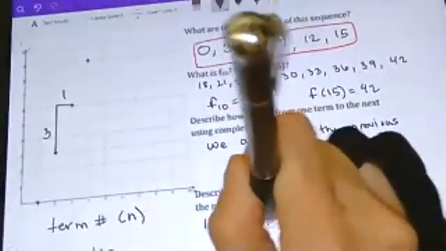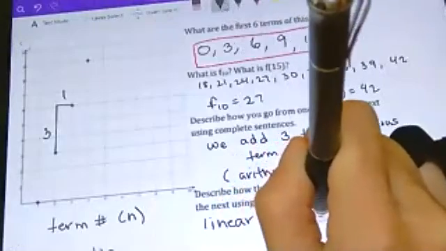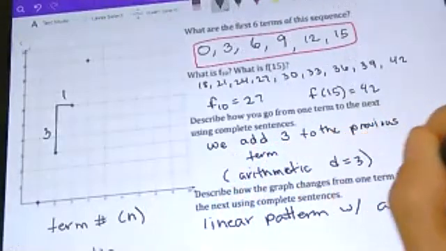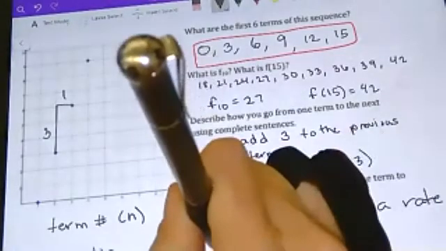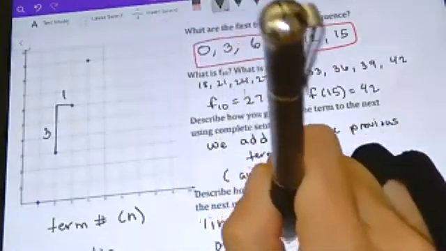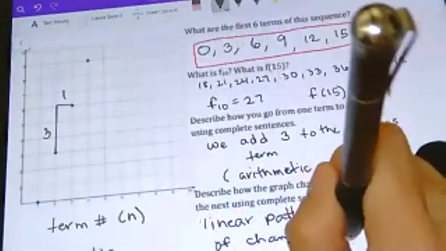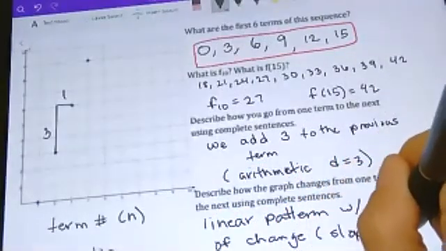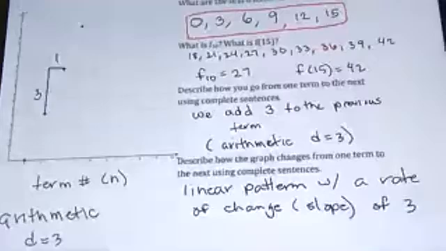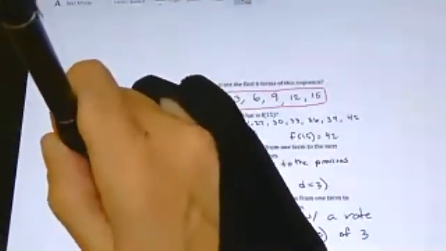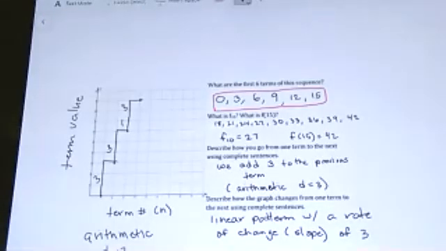So what does this graph look like? Well, it's a linear pattern with a rate of change. Remember, rate of change is also called slope, of 3. So the graph always has a change of 3. No matter where I go, from here to here, it's 3. From here to here, it's 3. So between any 2 points, it's always going to have that same rate of change between them. If you count the squares, it's going to be 3.